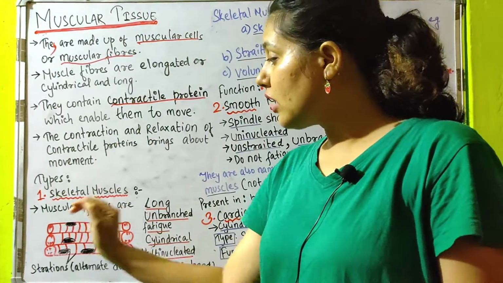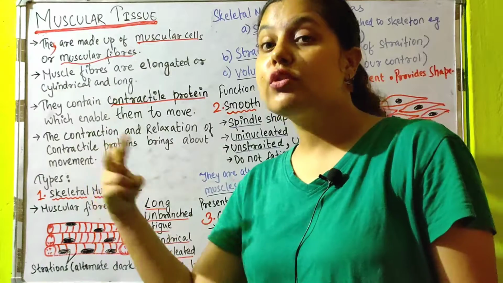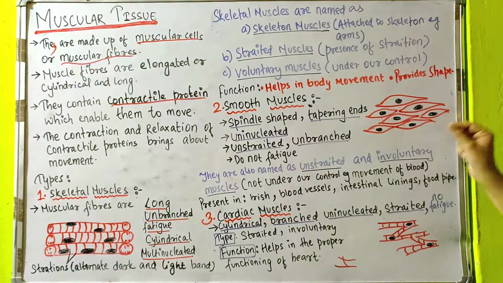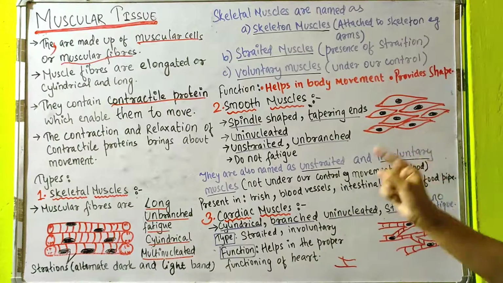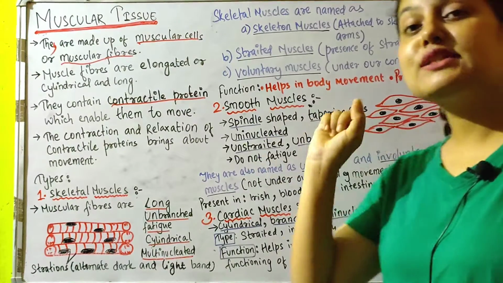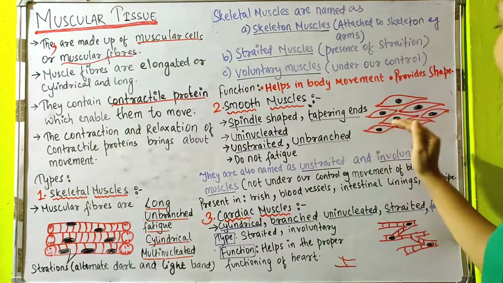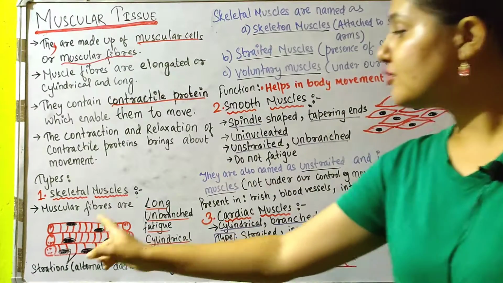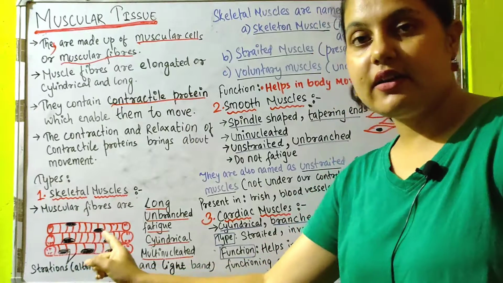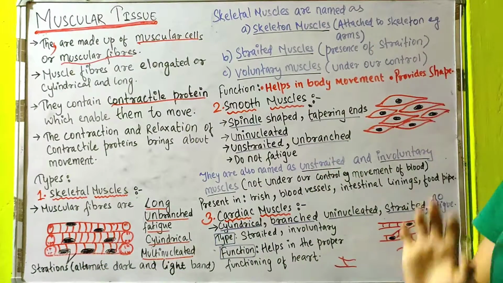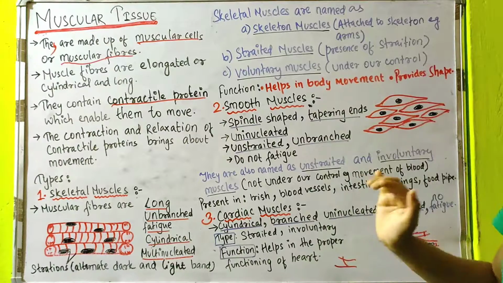You see the picture out here, one cell is having more than one nucleus, isn't it? And here you see one cell is having only one nucleus. That is why they are known as uninucleated. Now, unstriated: you see there are no striations, right? There is no pattern like this band. Here there is no band. That is the reason why these muscles are known as unstriated muscles.